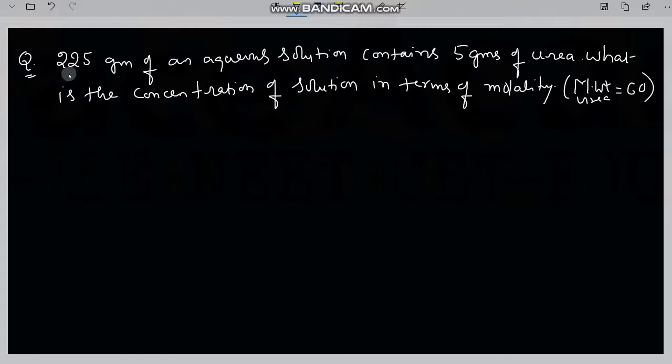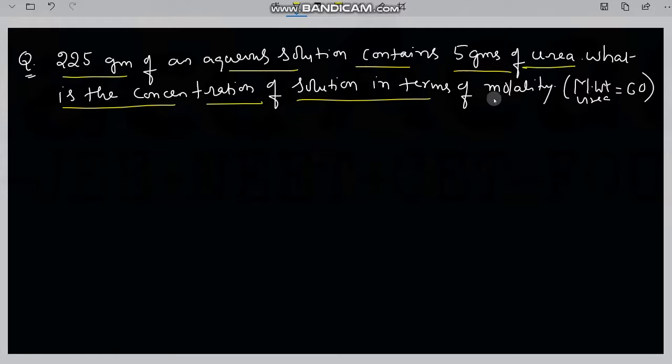They are given 225 grams of an aqueous solution that contains 5 grams of urea. So the solution mass is 225 grams and the mass of urea given is 5 grams. What is the concentration of the solution in terms of molality, not molarity? They have given the molecular weight of urea as 60. First of all, we must know the number of moles of urea.